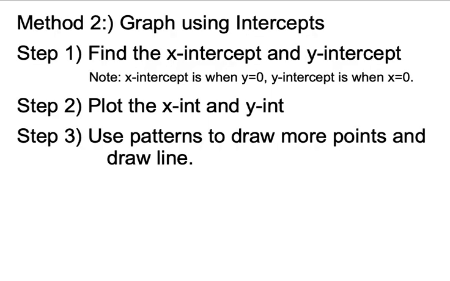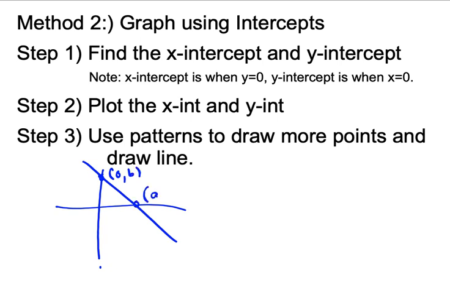Okay, method 2. The second method for graphing is to graph using intercepts. So step 1 would be to find the x and y intercepts. Note that the x-intercept is when y is 0 and the y-intercept is when x equals 0. We had this picture in a previous video. Notice that for the y-intercept here, x is 0, and then you get the y-intercept. For the x-intercept, y is 0.